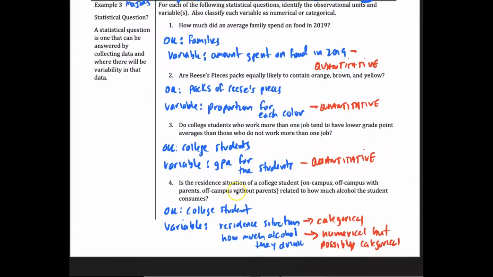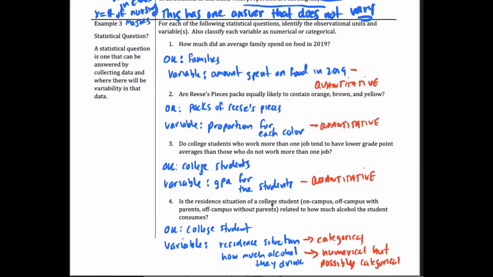In this case, again, college students are the observational unit. Here, though, think about multiple variables. The residence situation, and then how much alcohol they consume or drink. Those are two different variables. And here I say how much alcohol they drink can be numerical, but someone may argue possibly categorical, depending upon how you rate that: a lot, a little, moderate. And so you may turn that variable into categorical or numerical: 1 drink, 2 drinks, 3 drinks. So keep that in mind. That's it.